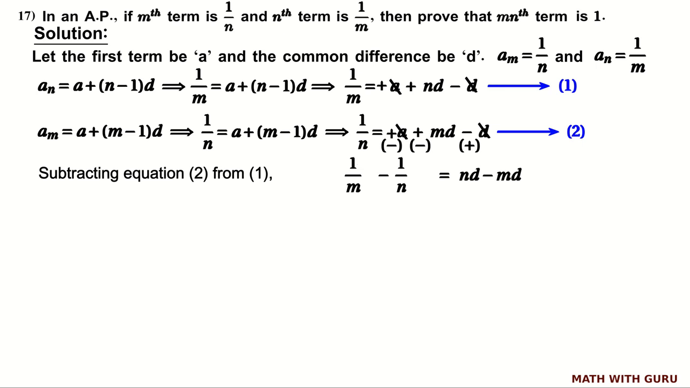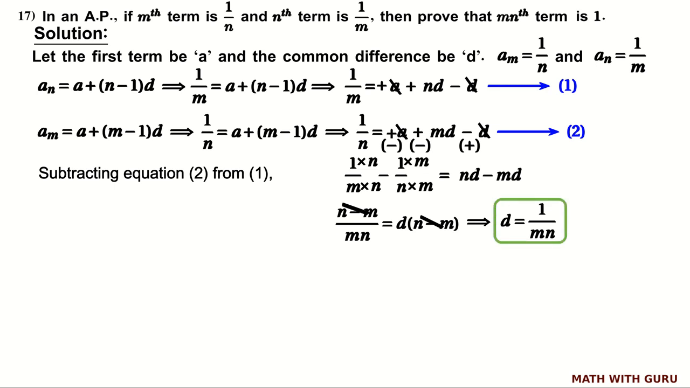Now, on the left hand side, make the denominators equal. Common denominator is mn, so multiply by n both numerator and denominator of the first term, and by m for the second term, then we get (n minus m) divided by mn equals d into (n minus m). n minus m and n minus m get cancelled. This implies d equals 1 over mn.